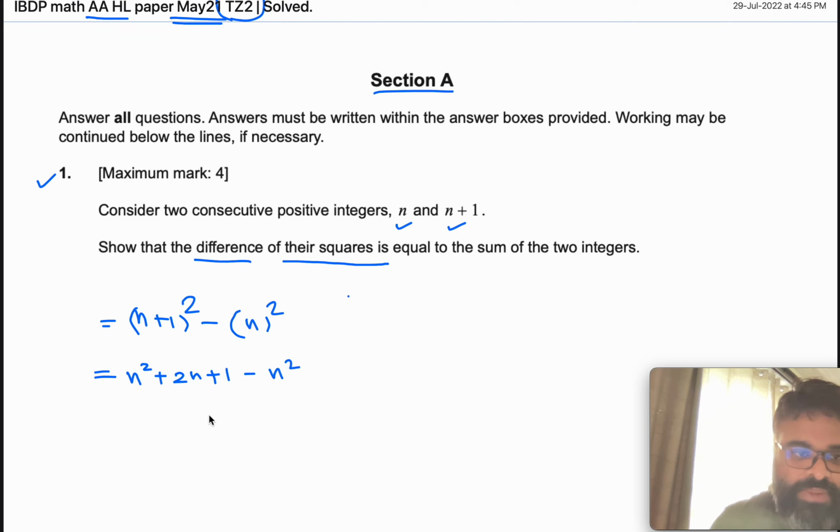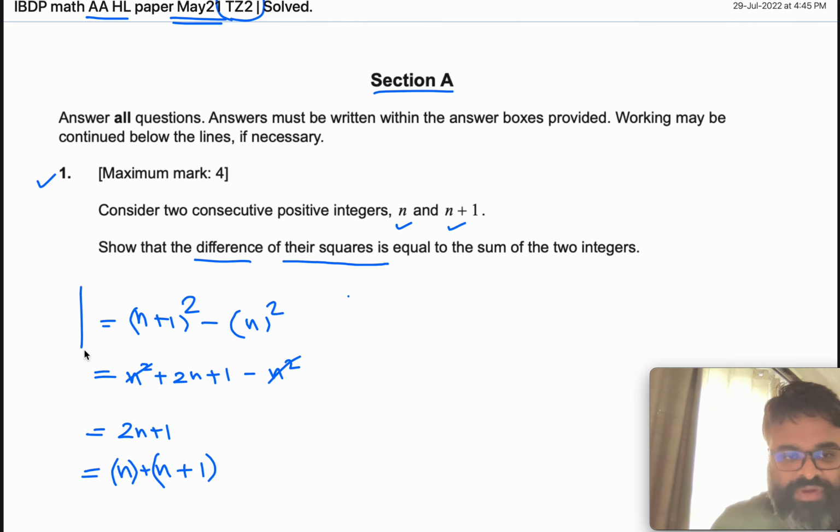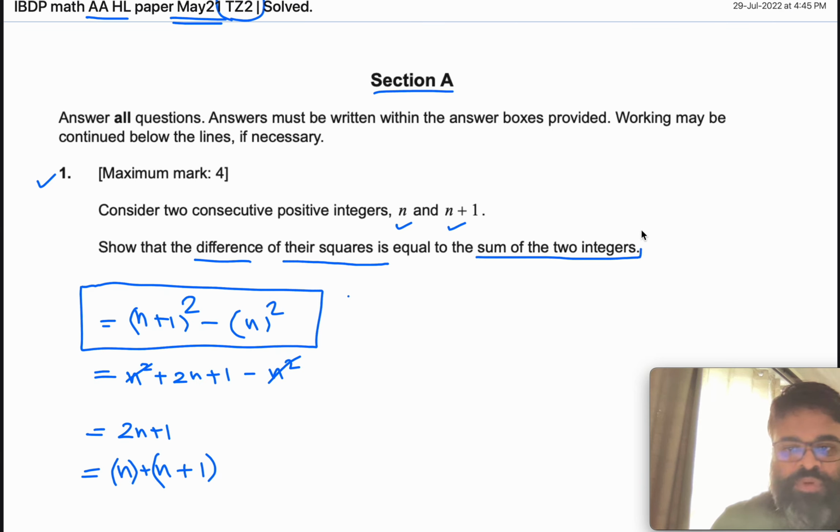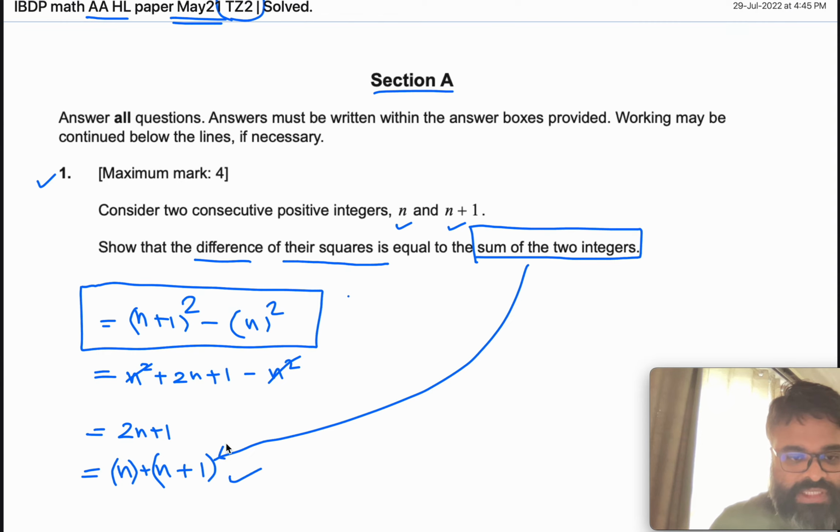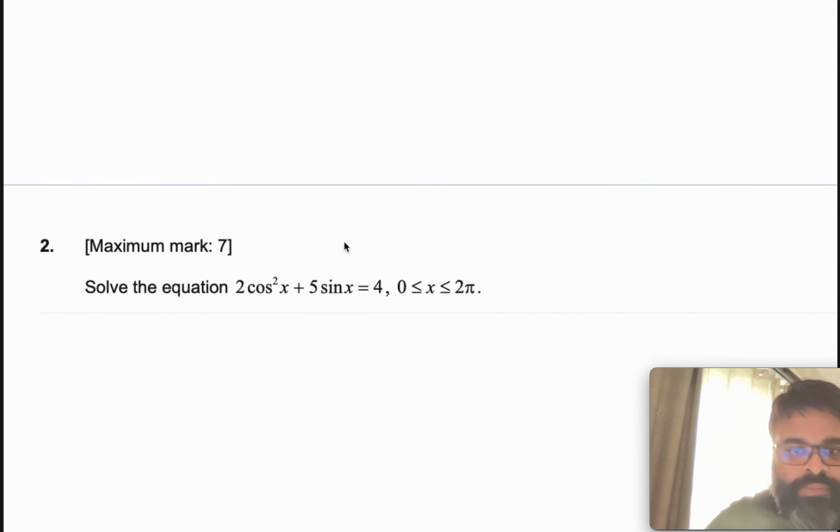and this minus n square. Now this n square will cancel out. So you got 2n plus 1, and 2n plus 1 simply is n plus 1 plus n. So n is one of the numbers and the second number is n plus 1. So the difference is what we started off with over here. And finally we got that as a sum of two integers, which is over here. So it is done. We got the answer for the first one. Easy question. Let's go to the second one now.